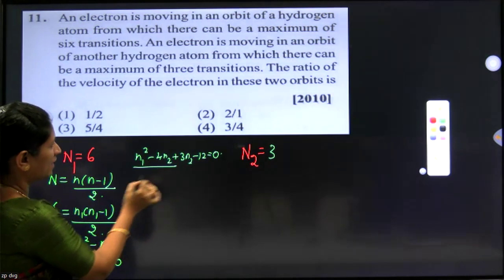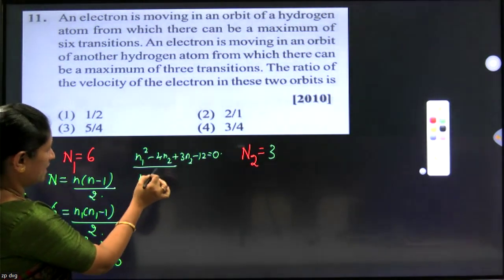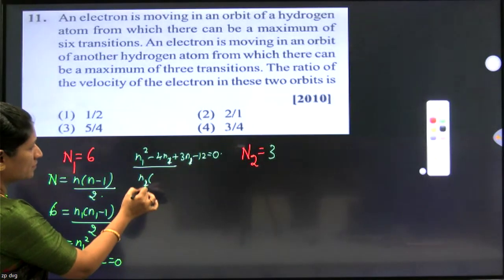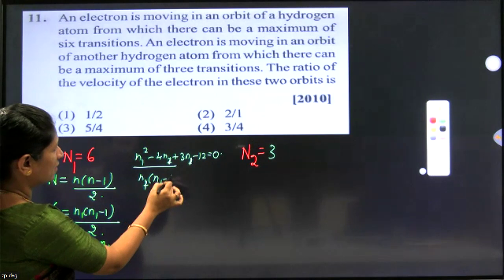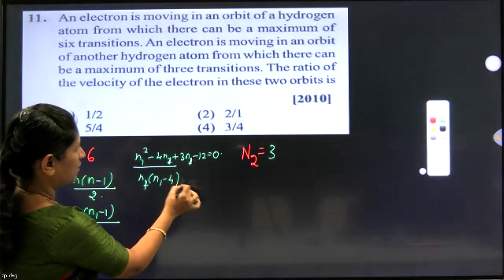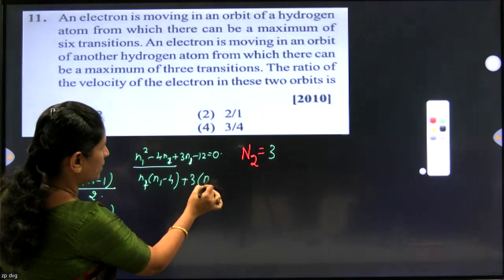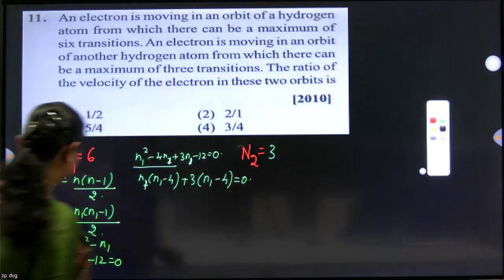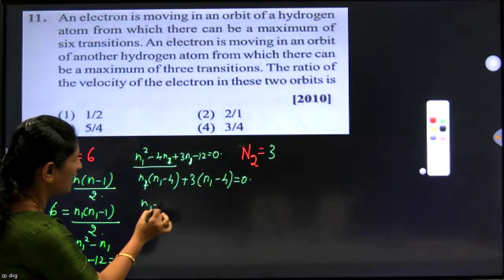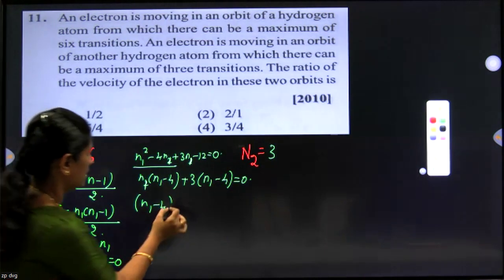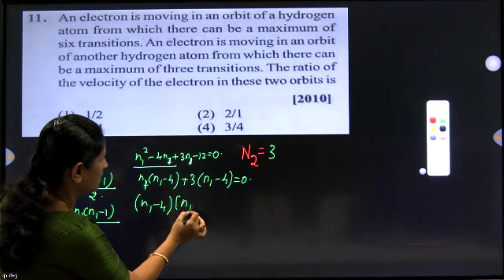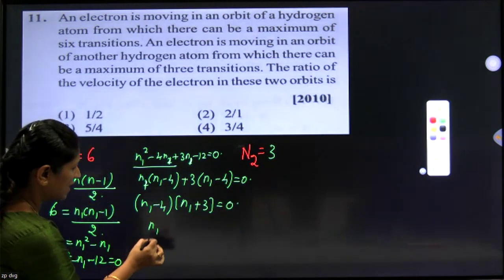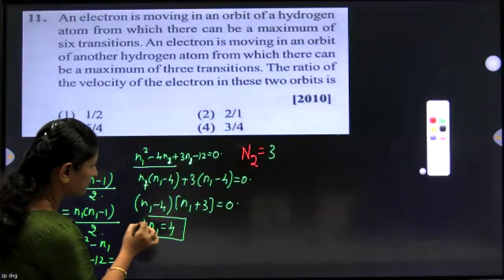Again, here n1 is common: n1 into (n1 minus 4) plus 3 into (n1 minus 4) equal to 0. n1 minus 4 is common, so (n1 minus 4) into (n1 plus 3) equal to 0. Taking only positive values, n1 is equal to 4.